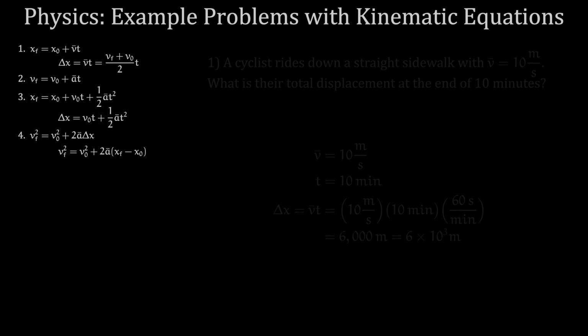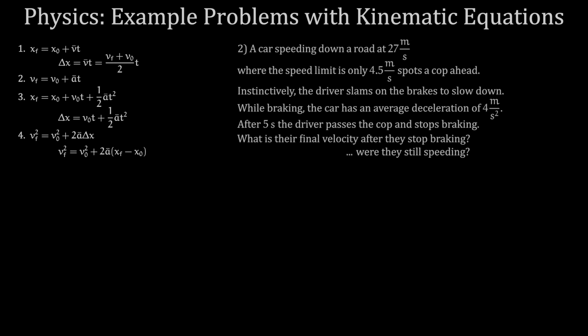For our second example, a car is speeding down a road at 27 meters per second, which is about 60 miles per hour, where the speed limit is only 4.5 meters per second, or about 10 miles per hour, when they spot a cop ahead. Instinctively, the driver slams on the brakes to slow down.